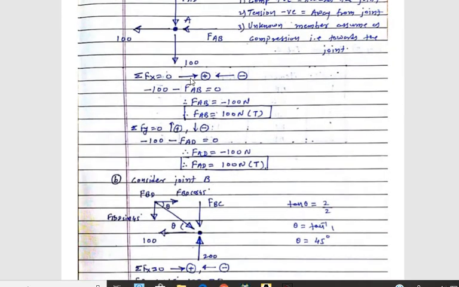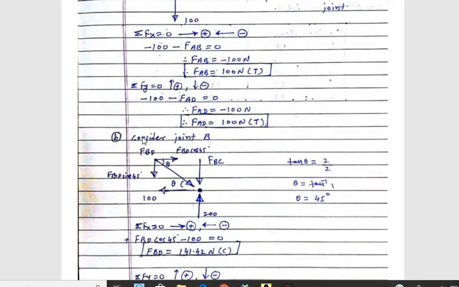So summation Fx is equal to 0. Right force positive, left force negative. So minus 100, because it is in the left direction, minus FAB is equal to 0. Therefore FAB is equal to minus 100, that is 100 Newton. Minus means tension. Now summation Fy is equal to 0. Upward positive, downward negative. So minus 100 minus FAD is equal to 0. Therefore FAD is equal to minus 100. Minus means tension. The FAD member is also under tension. Okay, so now joint A is over.